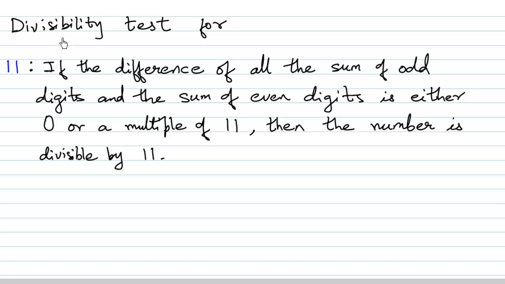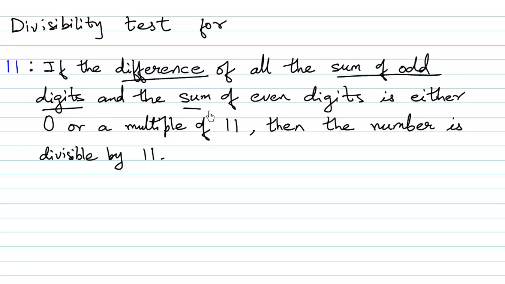And finally, we'll have the divisibility test for 11. Now this looks to be a little bit complicated, but it's not so. If the difference of the sum of odd digits and the sum of the even digits is either 0 or a multiple of 11, then the number is divisible by 11. So what is the meaning of all these things?